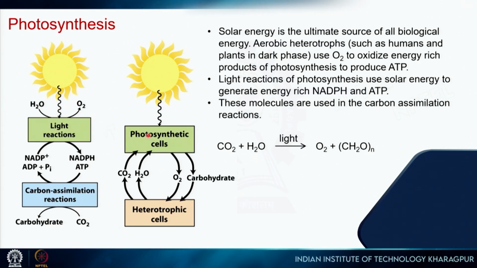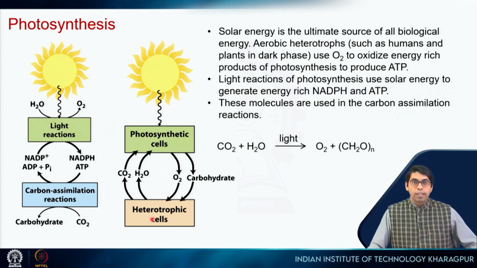This is something that we have already seen, that heterotrophic cells are cells that we have, such as humans. Our cells use carbohydrate and other high energy molecules as an energy source. We oxidize that into carbon dioxide and water and trap that energy in the form of ATP, which is further used for other functions.